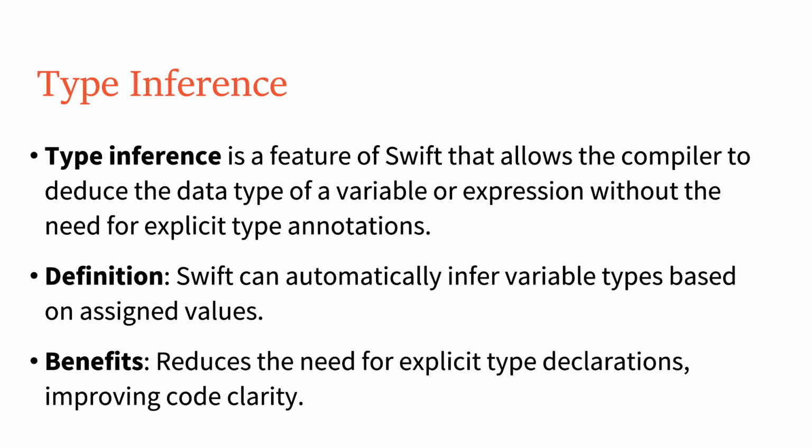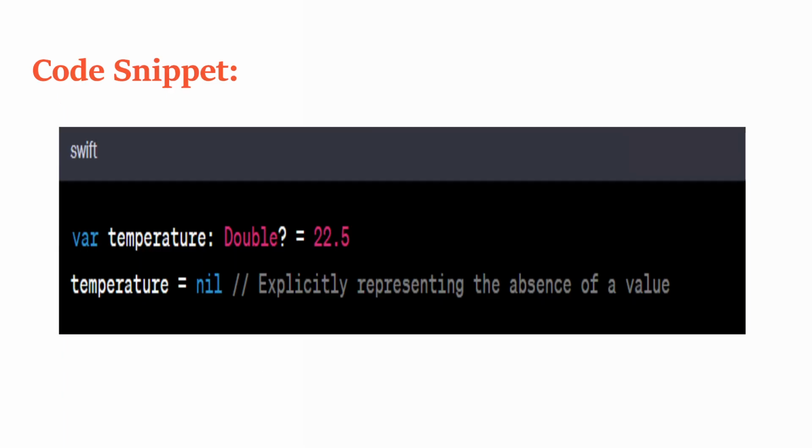Type inference. Type inference is a feature of Swift that allows the compiler to deduce the data type of a variable or expression without the need for explicit type annotation. The benefit is it reduces the need for explicit type declarations and improves code clarity. This is a code snippet of type inference.